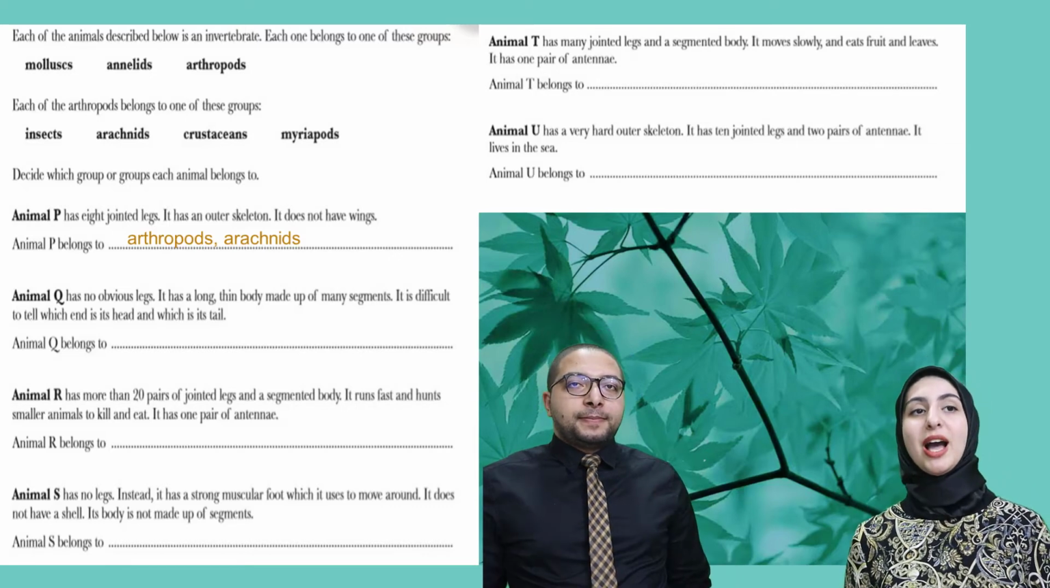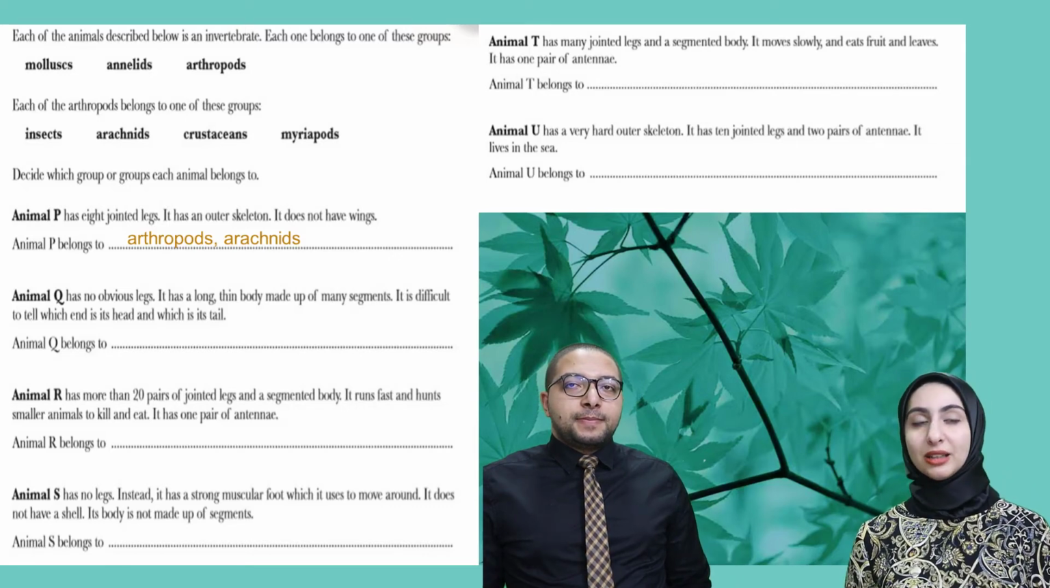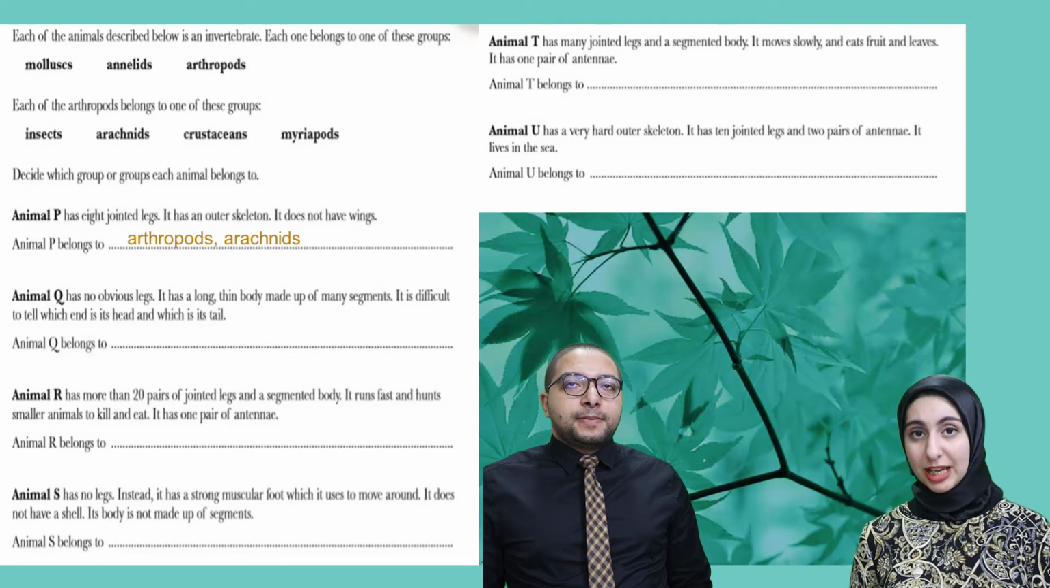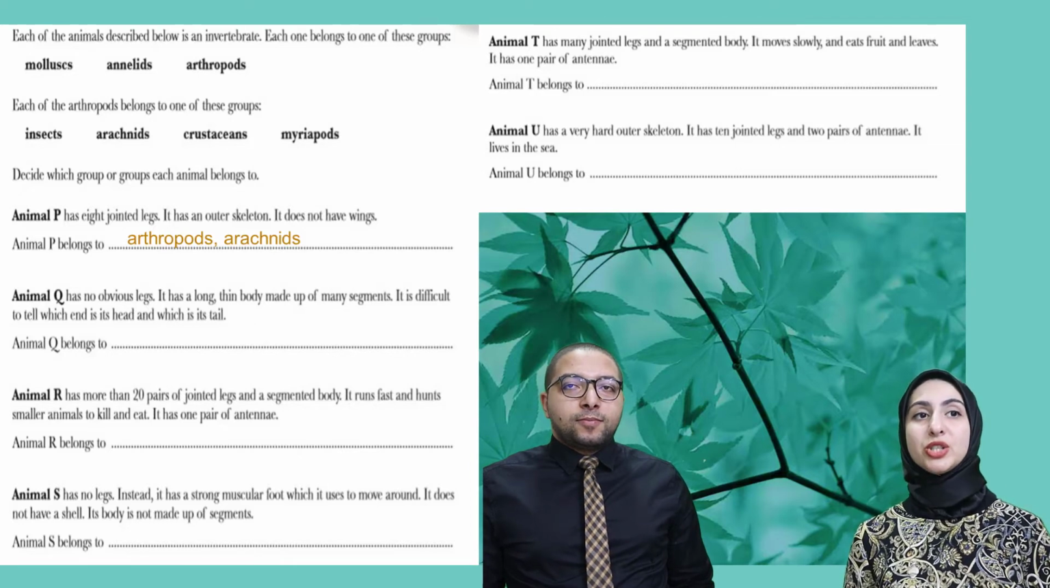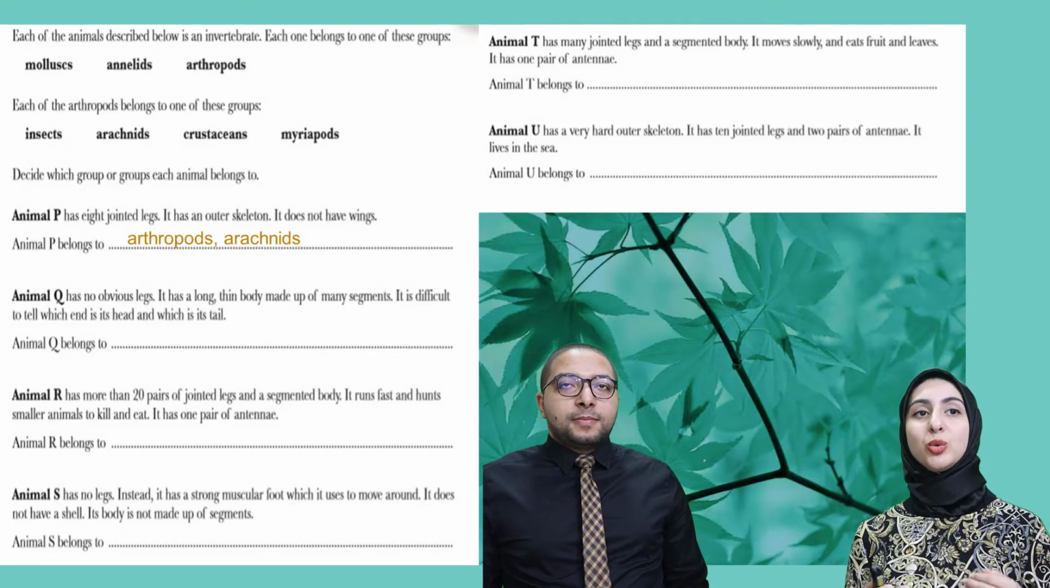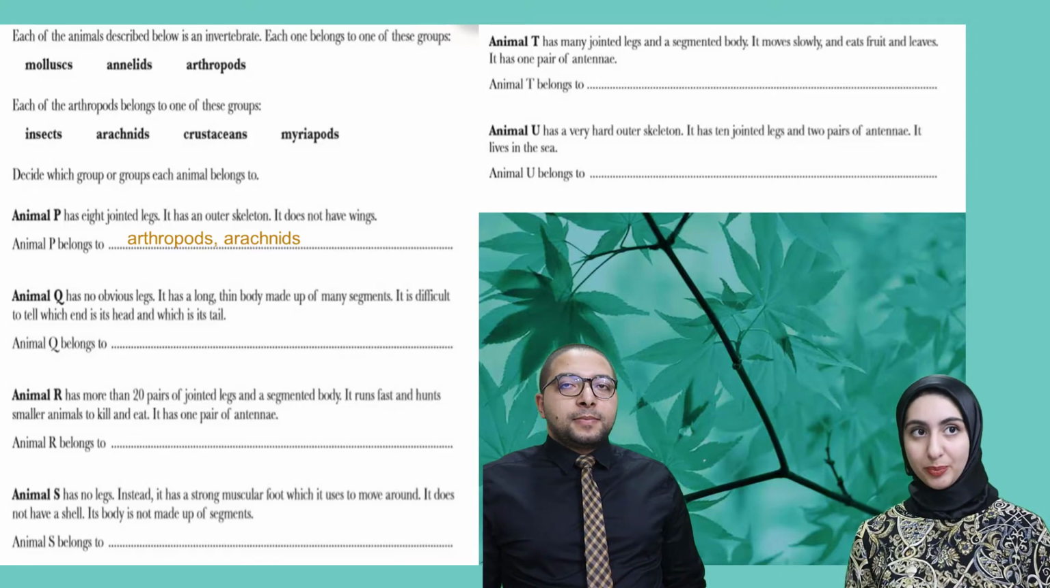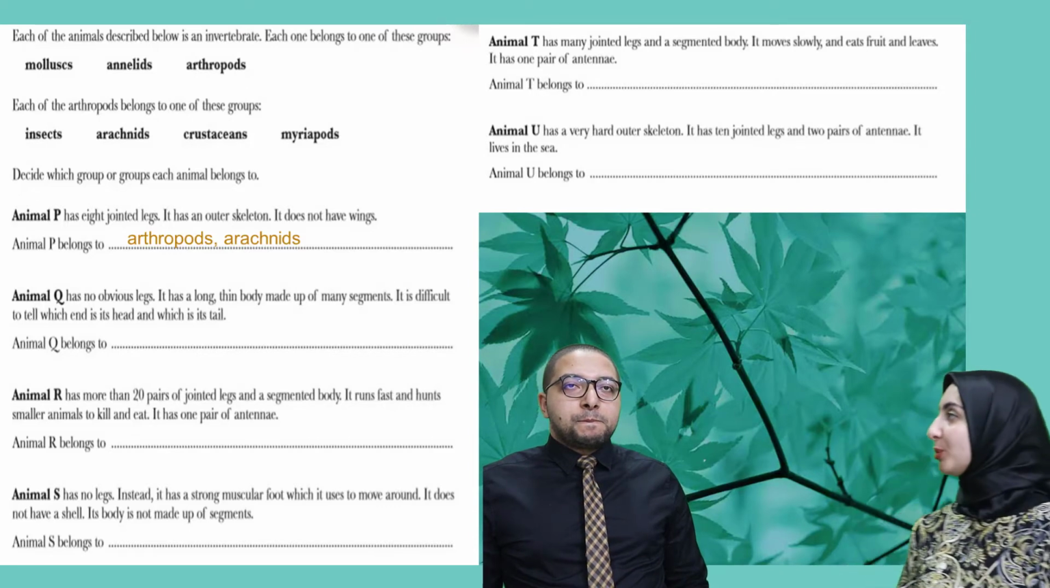For animal Q, has no obvious legs. It has a long thin body made of many segments. It is difficult to tell which end is its head and which is its tail. So animal Q belongs to which group, Mr. Shaban?